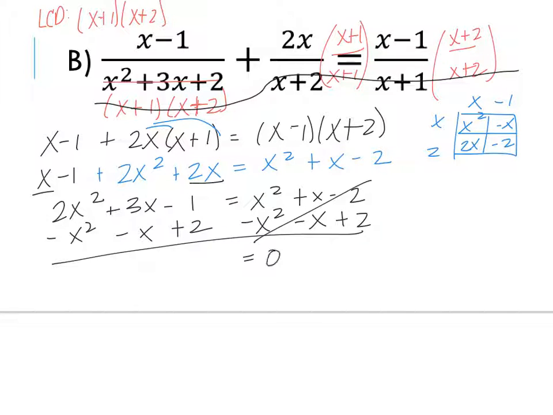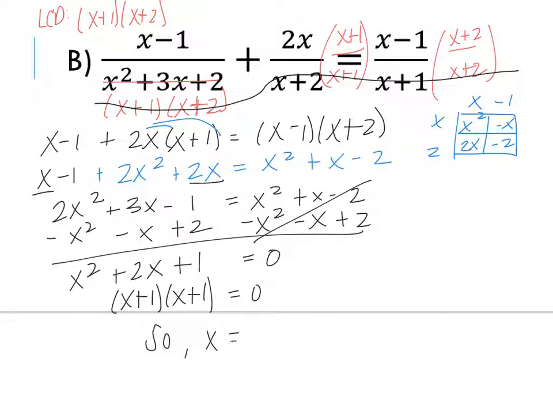That side will now equal 0, and this will be x squared plus 2x plus 1. Now at this point we should see that the factors, the AC is 1, and the factors of 1 that give you 2 are going to be x plus 1 and x plus 1. So x is going to equal negative 1.